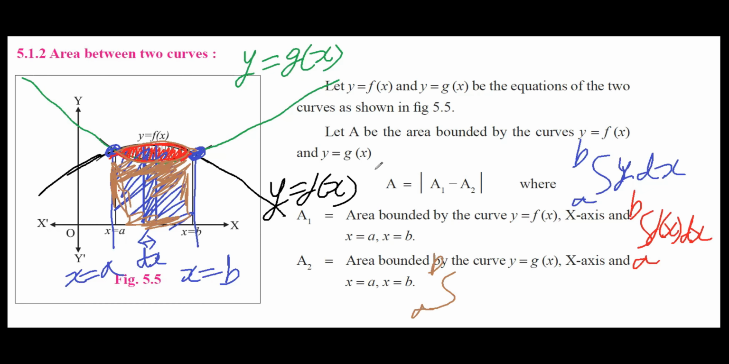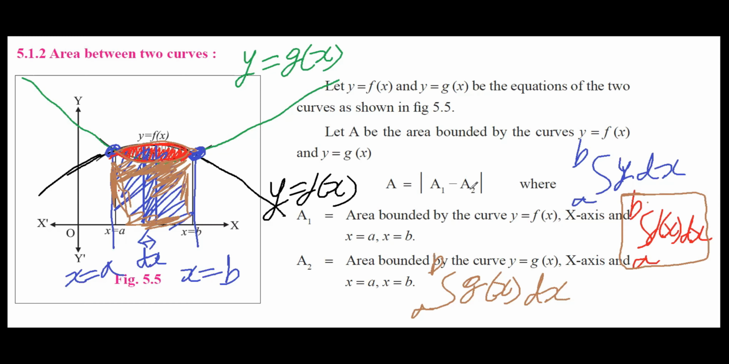Here my y is g of x. So you are going to use g of x, and the elementary strip is dx. So this is your dx. Then you subtract this particular definite integral minus this particular definite integral. You will subtract separately, you will not join them together. Separately you will do it, and then whatever answer you get, you will take the mod of it.